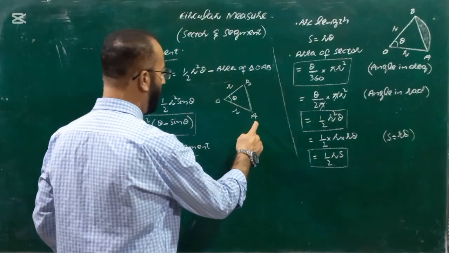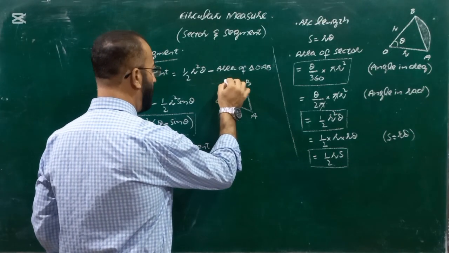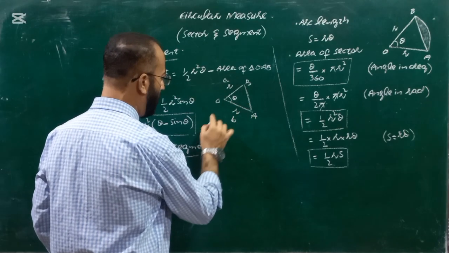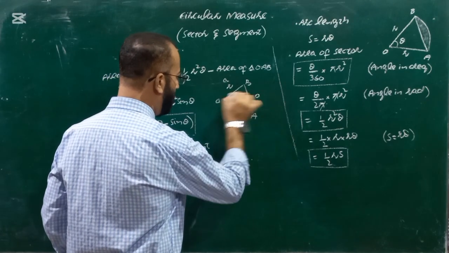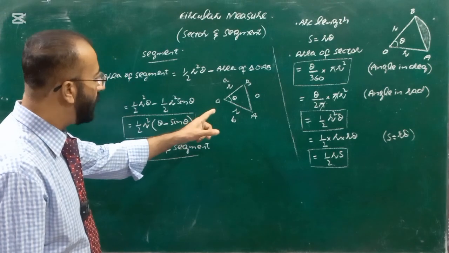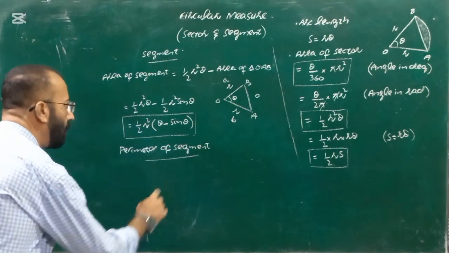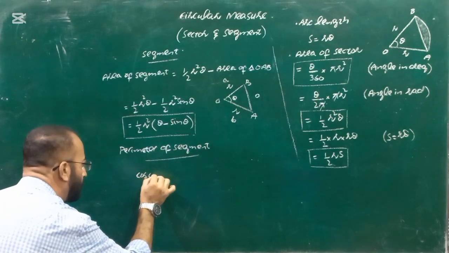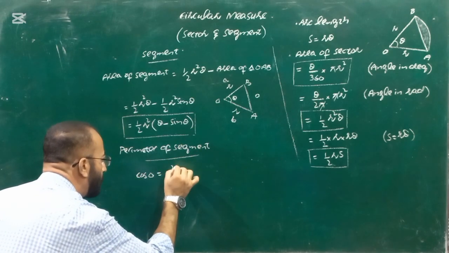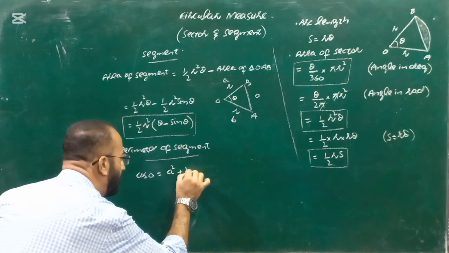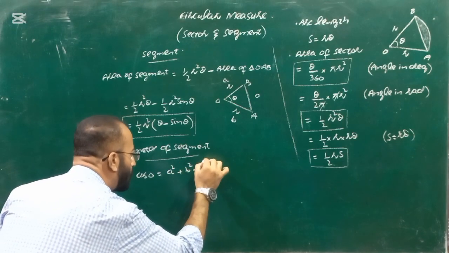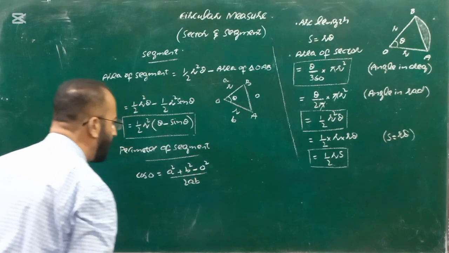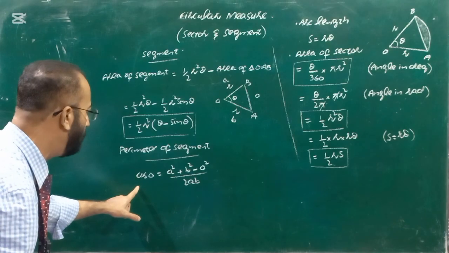So if here is A, the opposite side will be small a. Here is B, the opposite side will be small b. Here is O, the opposite side will be small o. So in this triangle, cosine rule will be applied. So look now, the angle given is O. So cos O will be equal to A square plus B square minus O square over 2AB. So this is the cosine rule formula.